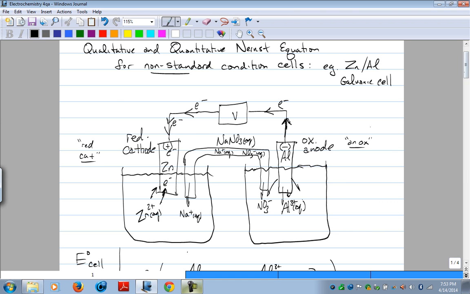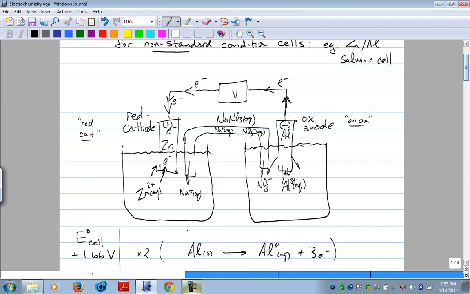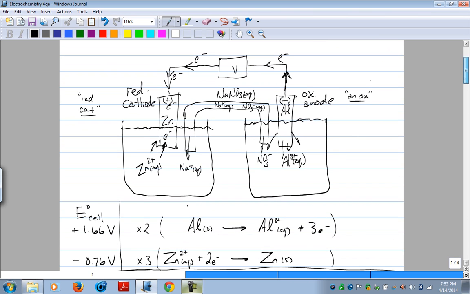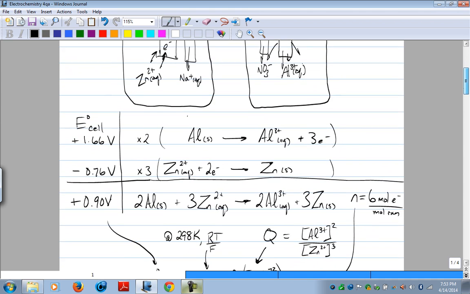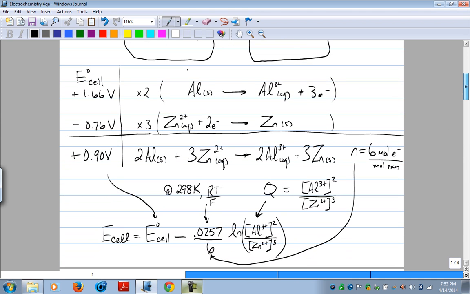We want to assess the cell potential difference between these two half cells when the solution concentrations are not 1 molar. So let's look at the balanced equation or reaction from the two half reactions. You see, in order to balance the 3 moles of electrons lost from aluminum and the 2 moles of electrons gained by the zinc cations, there has to be a multiplier of 2 and 3 respectively, giving us n equals 6 moles of electrons per mole of reaction.